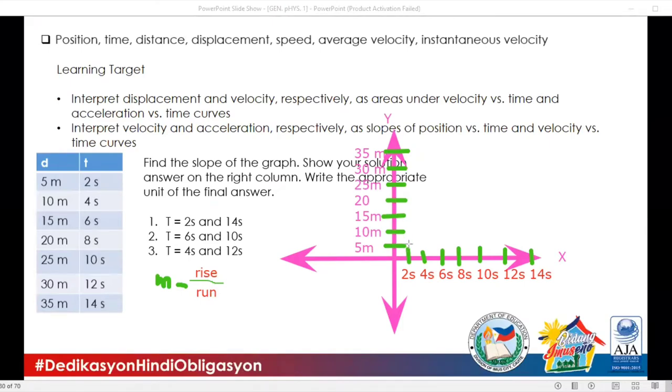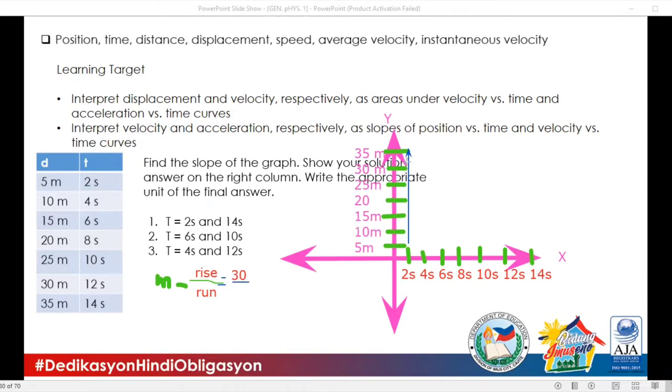Okay. Rise, up to here, this is our rise. And that is 35 minus 5 is equal to 30 as our rise. Equals 30. Where did the 30 come from? 35 minus 5.